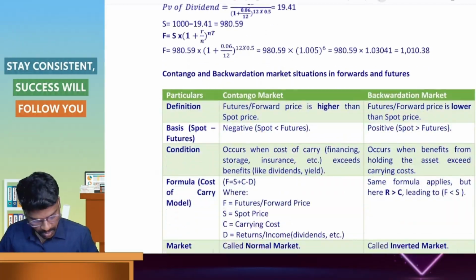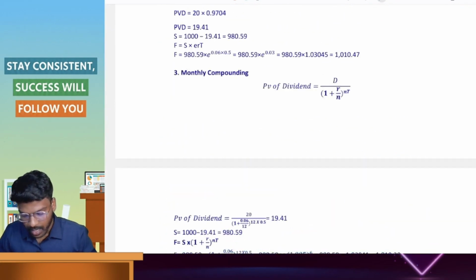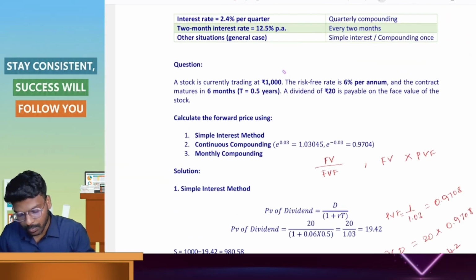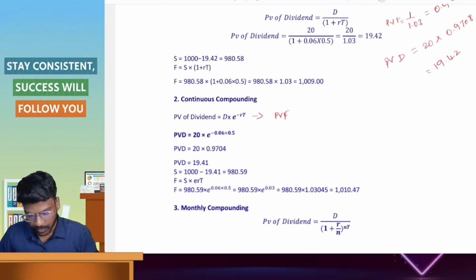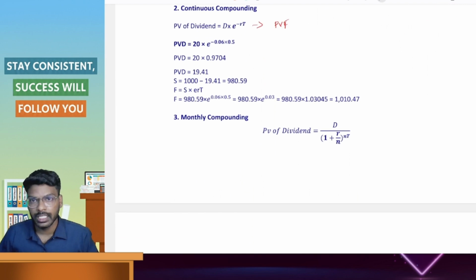In our example, you can refer to this example also. I will explain this example. In this case, the current spot price is 1000, but in case of simple interest compounding, the future price is 1009 rupees. So the future price is higher than the spot price, then the market situation is contango.